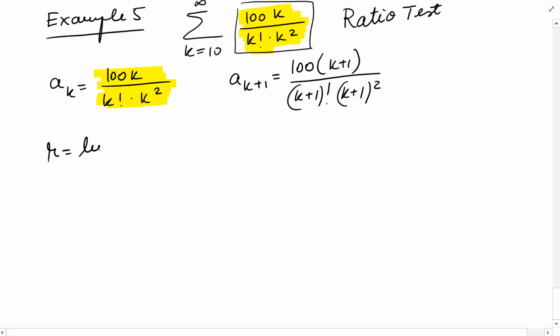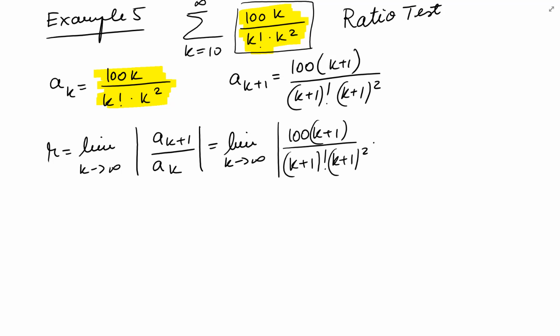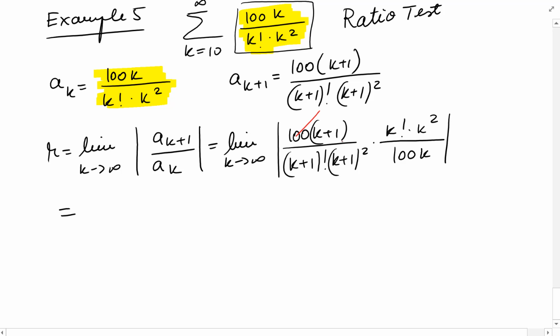R equals the limit as k is approaching infinity of the absolute value of a sub k plus 1 over a sub k. So this is the limit as k is approaching infinity of a sub k plus 1, and because it's divided by a sub k, I'm going to put times and flip a sub k. So k factorial times k squared over 100k. One thing that we can do is cancel this 100 with this one, but I'm going to rewrite it in an easier form.